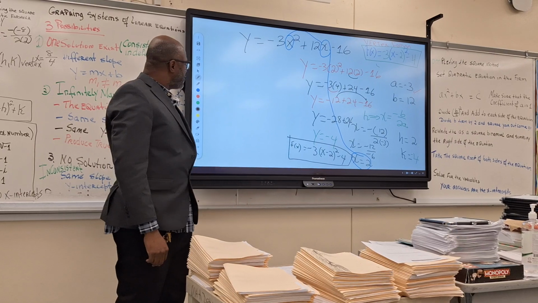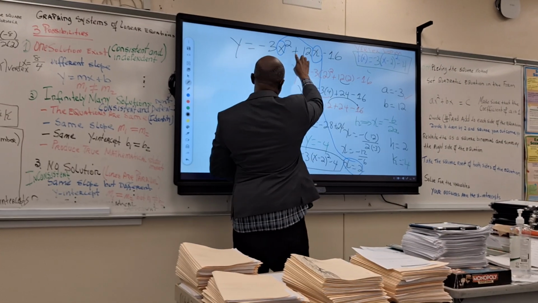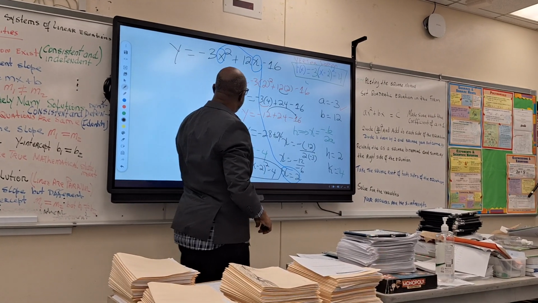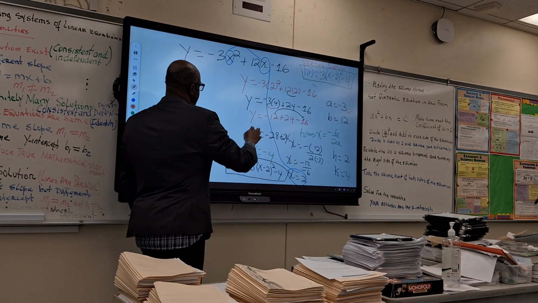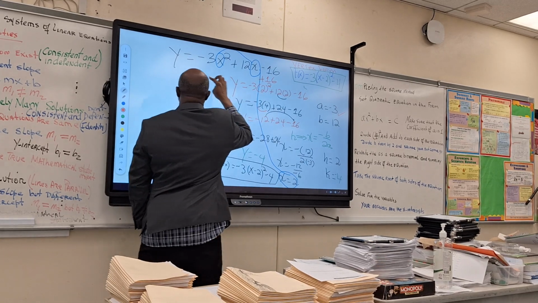The other way we're going to do that is by completing the square. This is the original equation. We need to get rid of that. What will you do? Add 16 on both sides. Alright, we add 16, and we add 16.